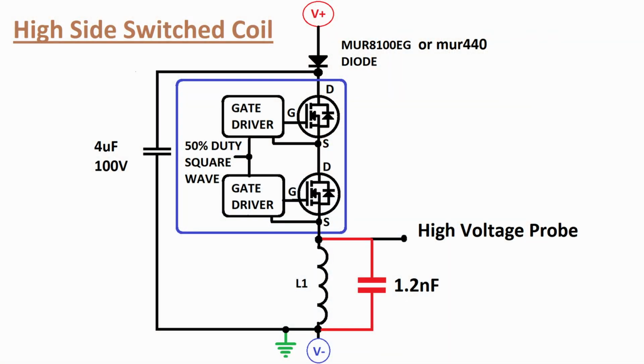Hi, my name is Ivo and I'm doing research into Nikola Tesla's impulse electricity. The circuit that I use is the same high side switch which I showed in my previous video, except I now have added a capacitor of 1.2 nanofarads in parallel to the coil. This is the circuit diagram.